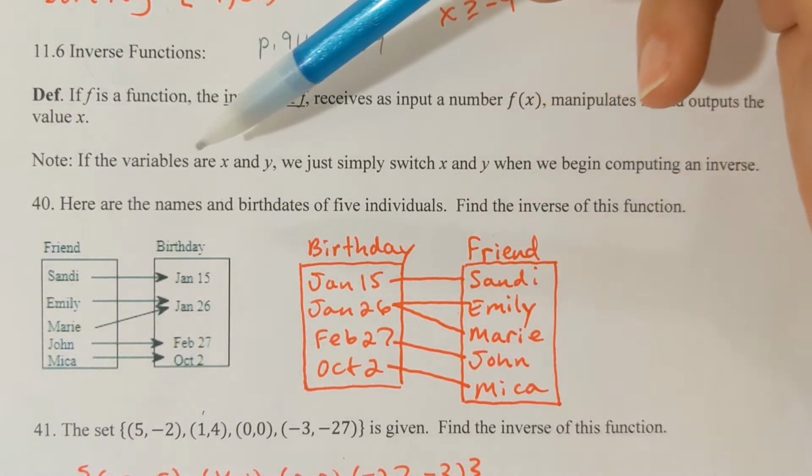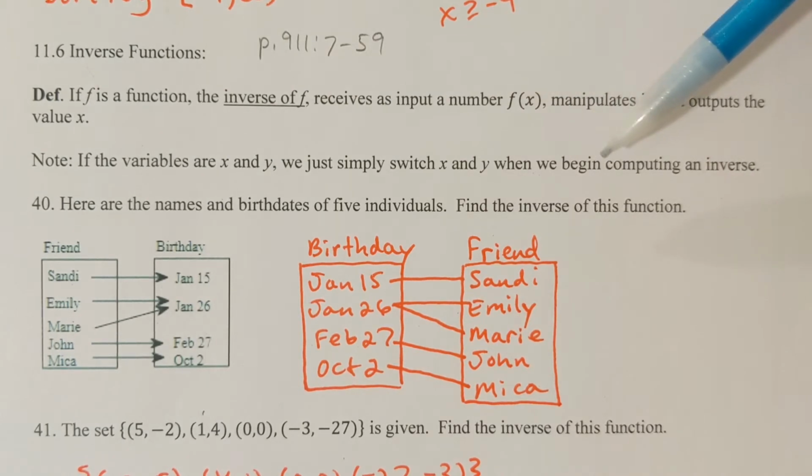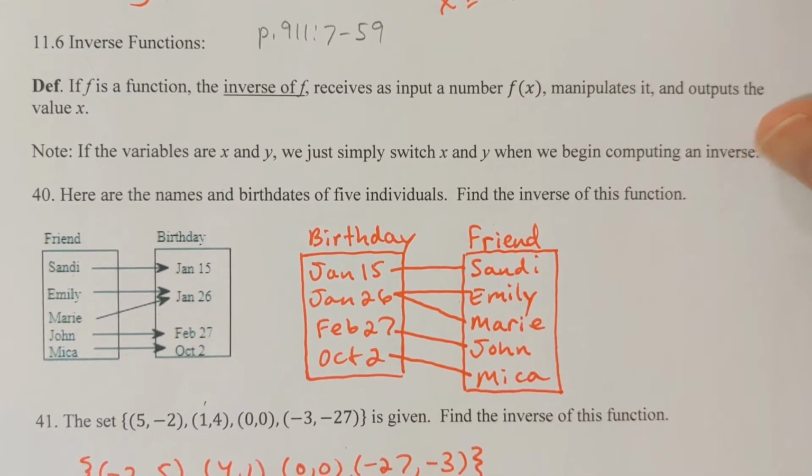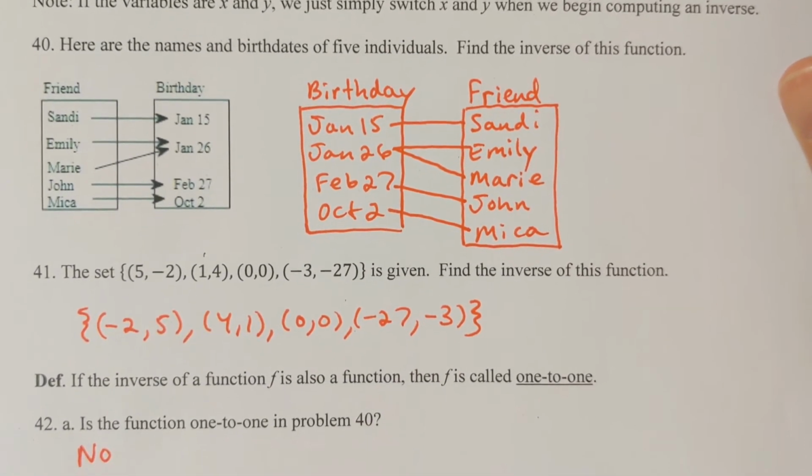Here's a note. If the variables are x and y, we simply switch x and y when we begin computing an inverse. Whenever you see the word inverse, the first thing I want you to think of is switch x and y. That's what we're going to be doing in all the problems here when we compute an inverse. Let's take a look at problem 40.